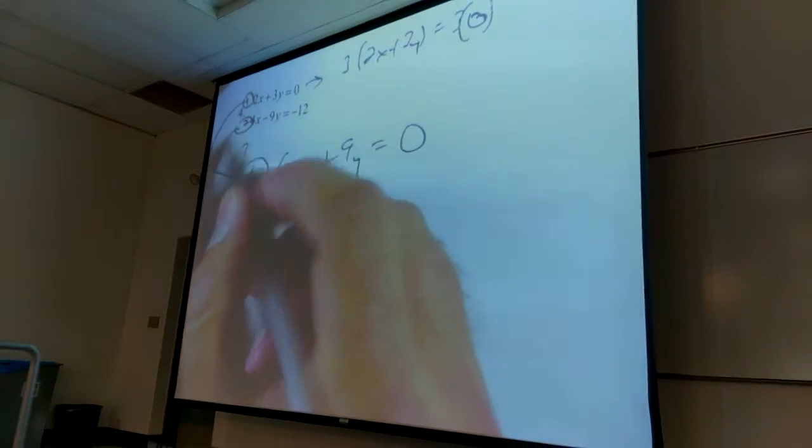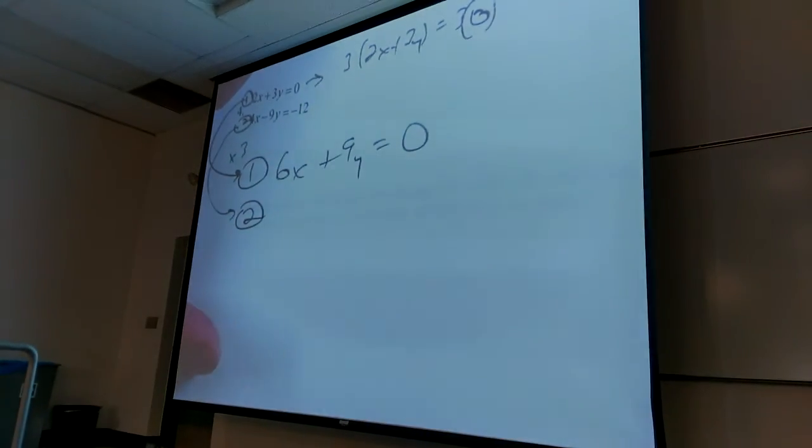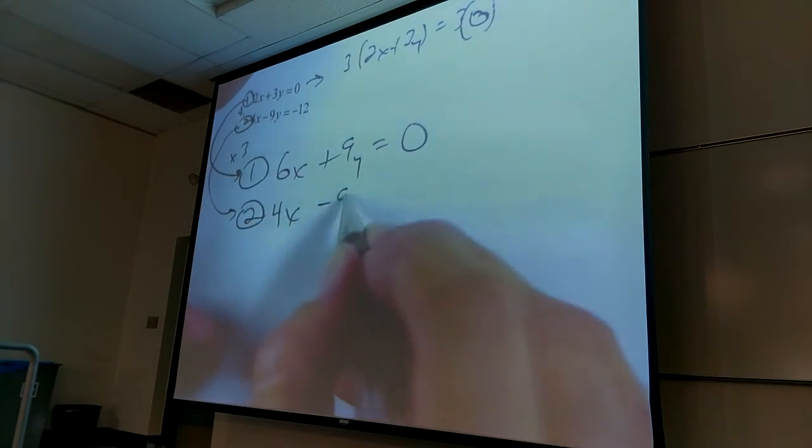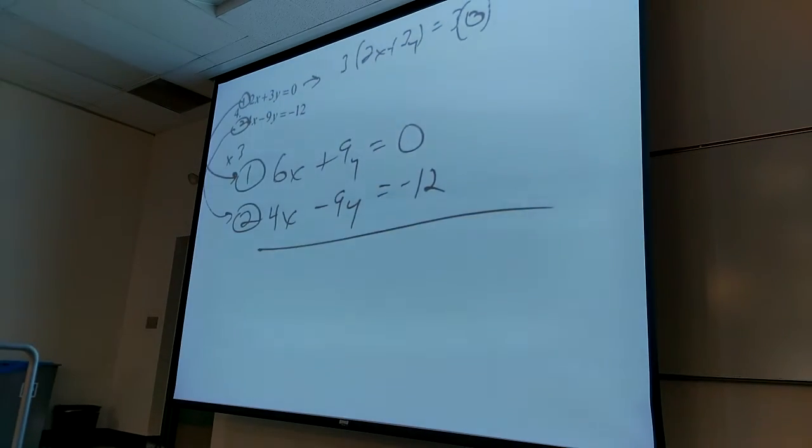Now rewrite the second one here. Leave the second one alone. It's already got a 9 there. And now I do like we just did. I combine them because now the y's will die. So try to finish that problem out.